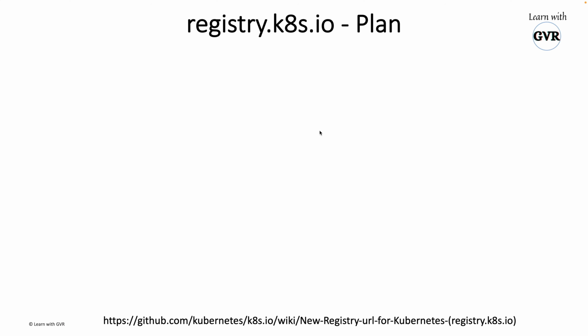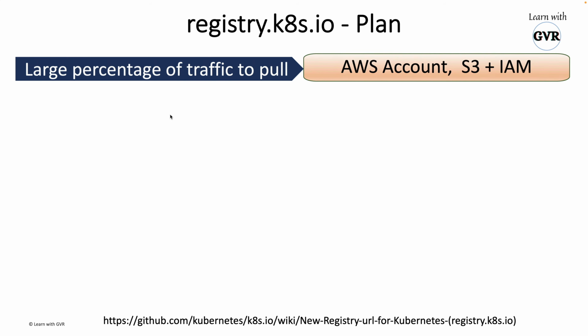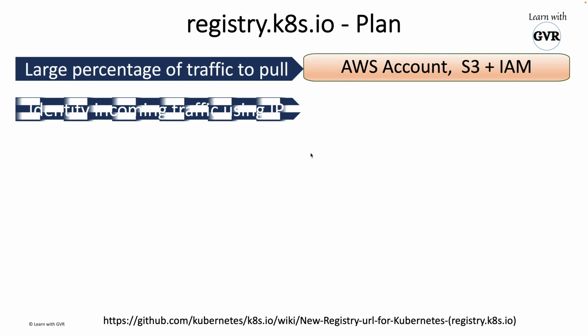And from the registry point of view, this is the plan from this particular documentation. Basically, currently a large percent of the traffic is being pulled from the AWS account. So they set up an AWS account as well as an S3 and IAM permissions, and they wanted to route a large percent of the traffic here, so that individual workloads will be available from here, or maybe AWS has a very good regional coverage, hence the reason, right.